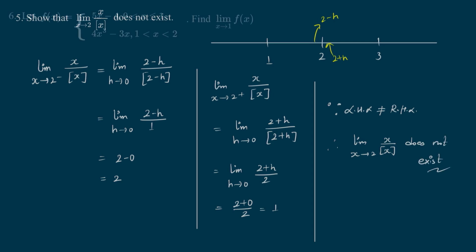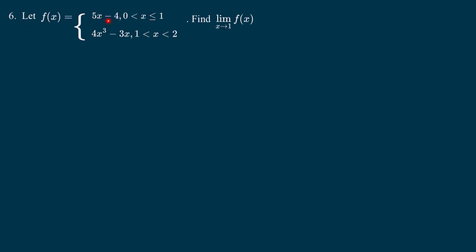Number 6. Let f(x) equal 5x minus 4 when 0 is less than x and less than or equal to 1, and the same function f(x) is 4x cubed minus 3x when x lies between 1 and 2. So if you draw the number line, it will be more clear. Let me draw a number line here. When x lies between 0 and 1, the function is 5x minus 4, and when x lies between 1 and 2, the function is 4x cubed minus 3x.